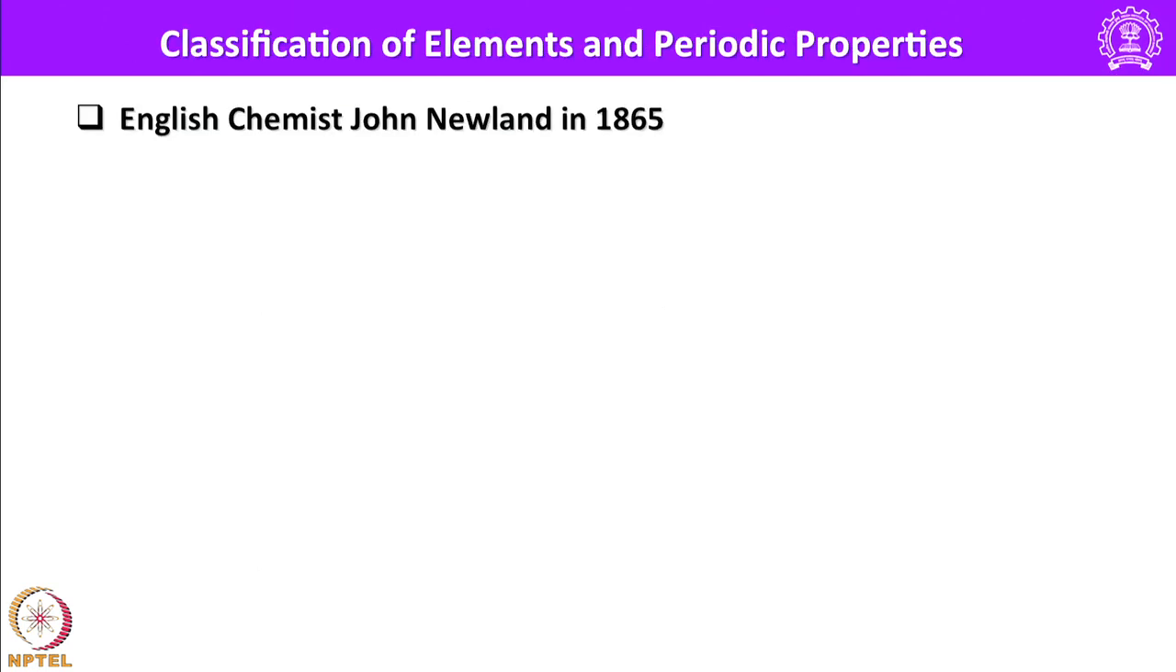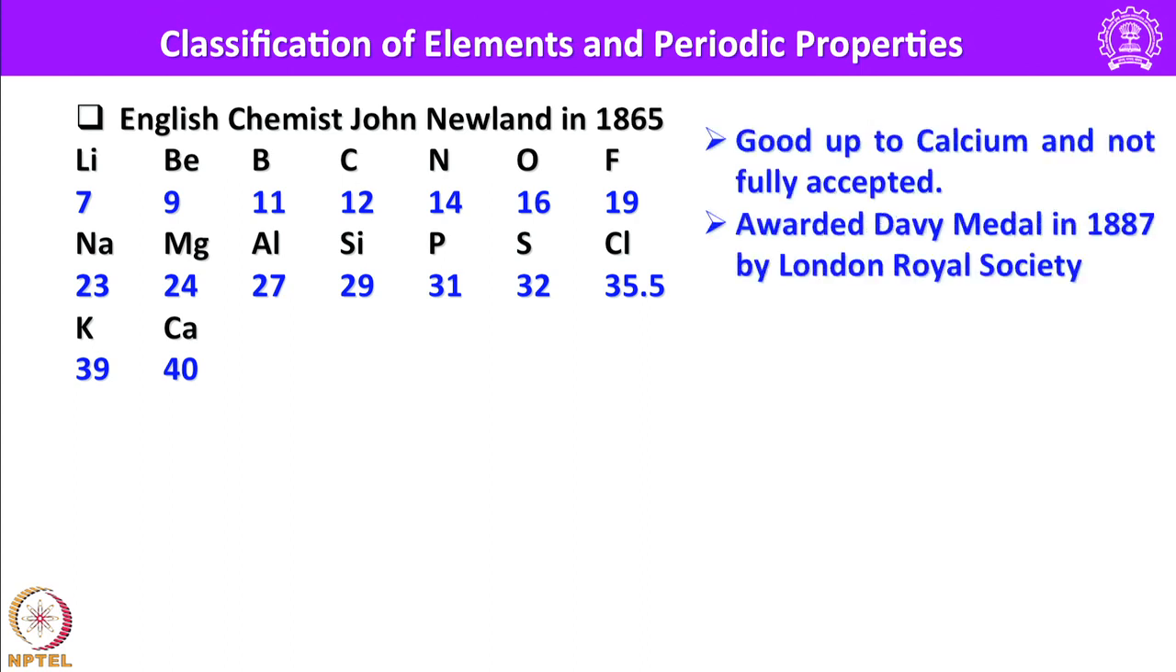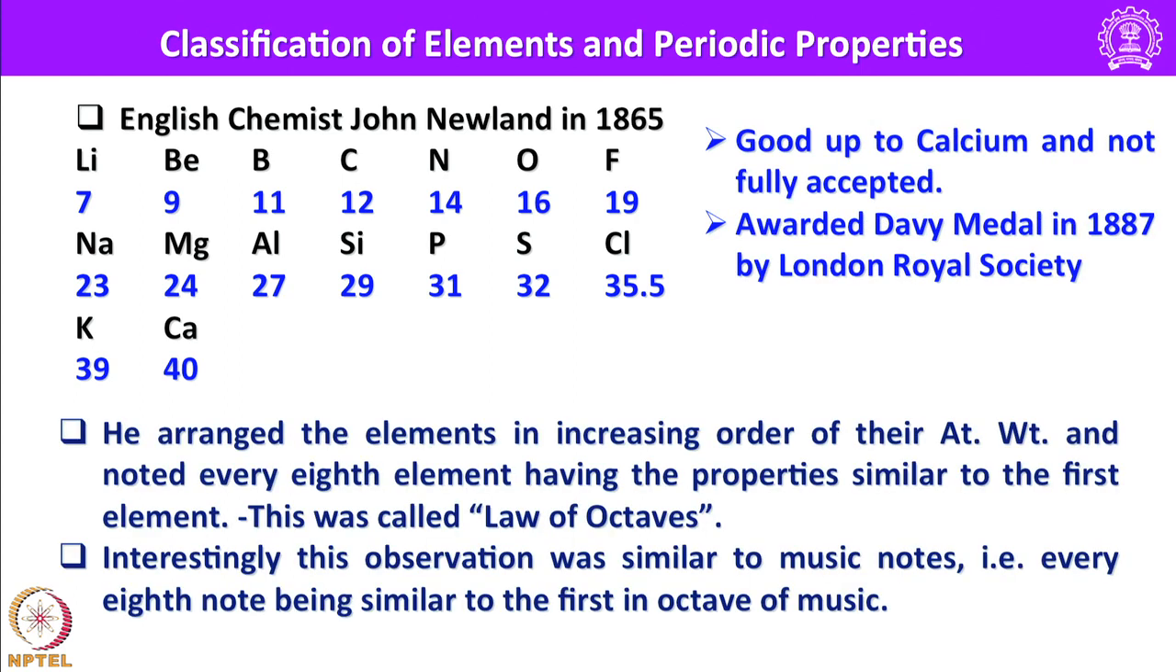In 1865, an English chemist called John Newlands tried to arrange some of the elements then known in the increasing order of their atomic weight, and he noted every 8th element having properties similar to that of the first one, and this observation he called the law of octaves. And the interesting thing is, this is very similar to what we come across in music notes. For example, every 8th note being similar to the first in an octave of music.